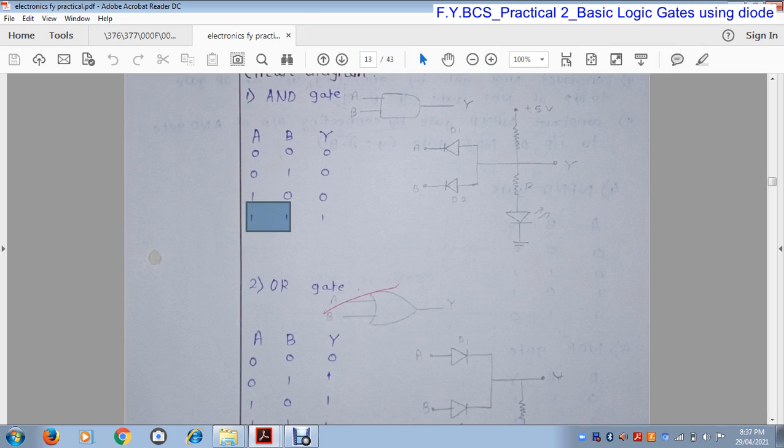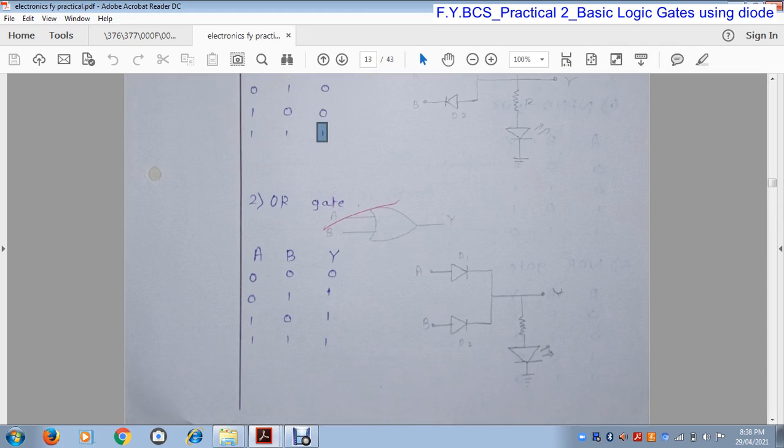So this 5 volt current comes across this LED, and when current flows through the LED, the LED will glow. That means the LED is blinking, which indicates that the output is 1. So in this way, we construct an AND gate using diodes.